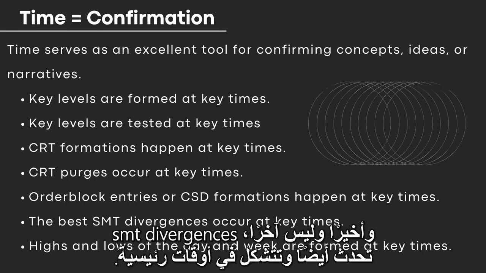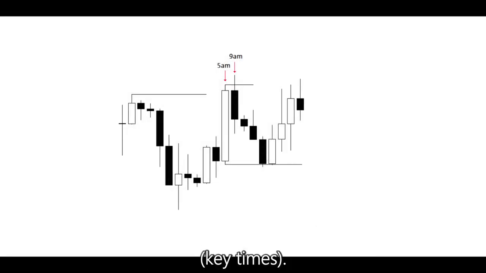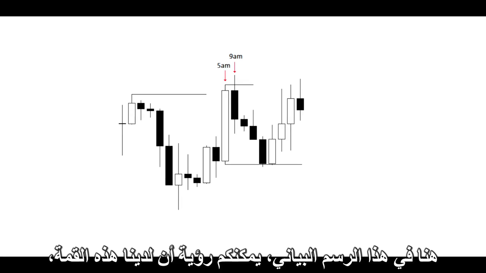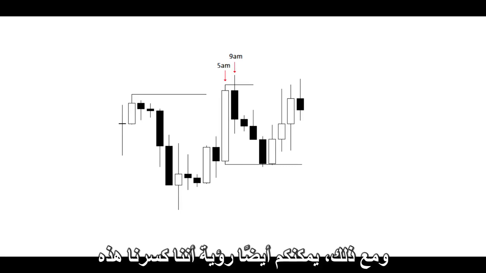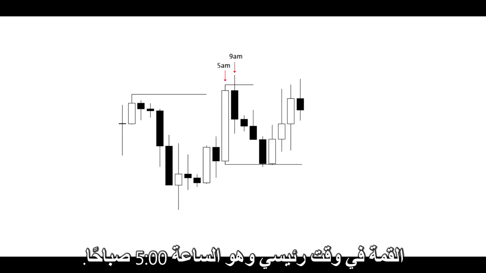And last but not least, SMT divergences also happen and form at key times. Right here in this graphic, you can see that we've got this high, and what happened is the price came above and took it out with this 5 a.m. candle. And with that, you can also see that it took out this high at a key time, which is the 5 a.m. time, right?